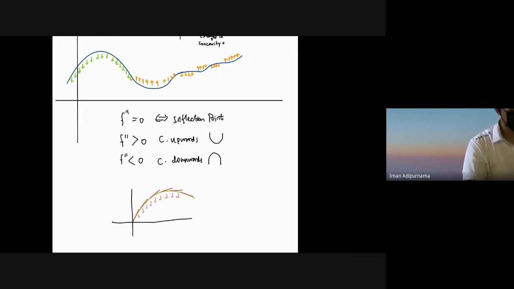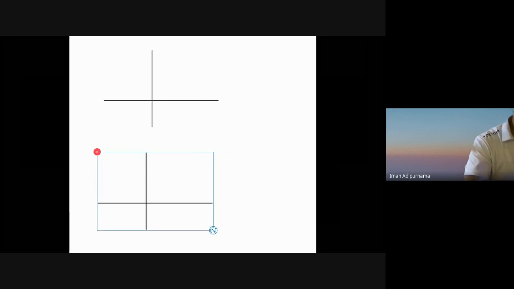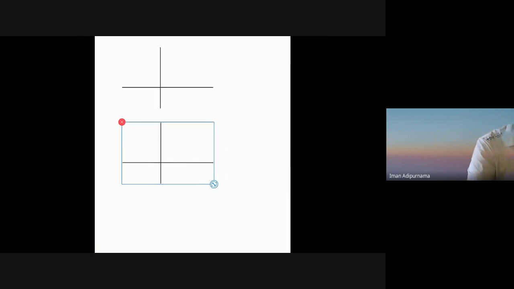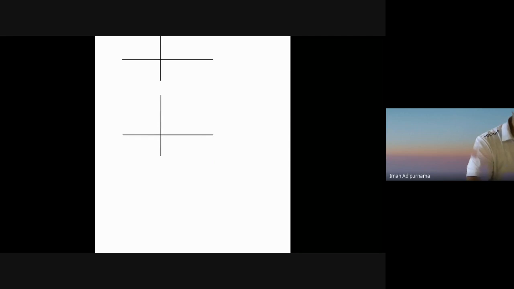Now let's see several functions that should be pretty much familiar to you. Okay, let's start with y equal x squared.